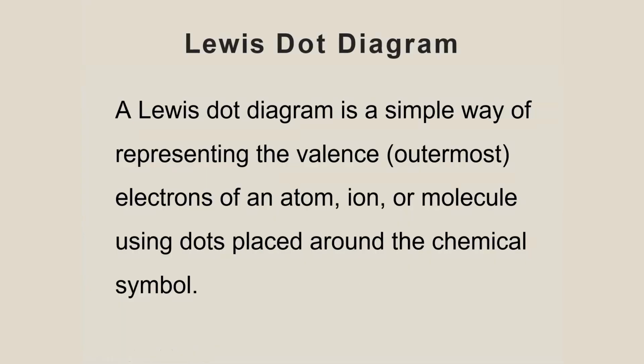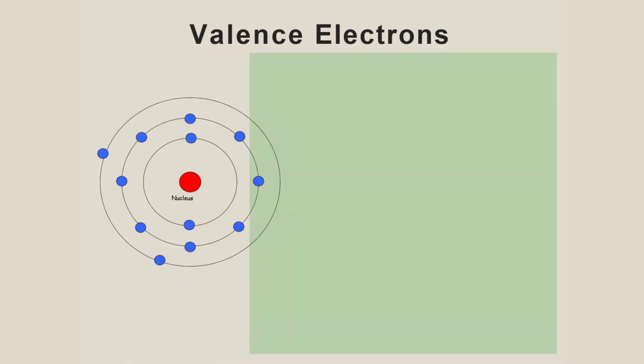A Lewis dot diagram is a simple way to represent the valence electrons of an atom, ion, or molecule. To do that, it uses a diagram showing the chemical symbol with dots surrounding this chemical symbol to represent the valence electrons. The valence electrons are the outermost shell electrons. Let's talk more about the valence electrons before we continue.